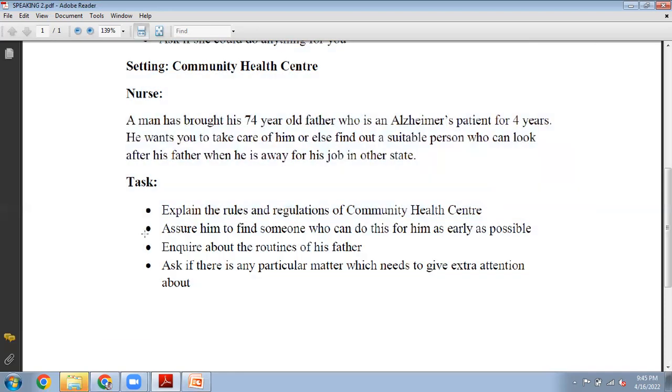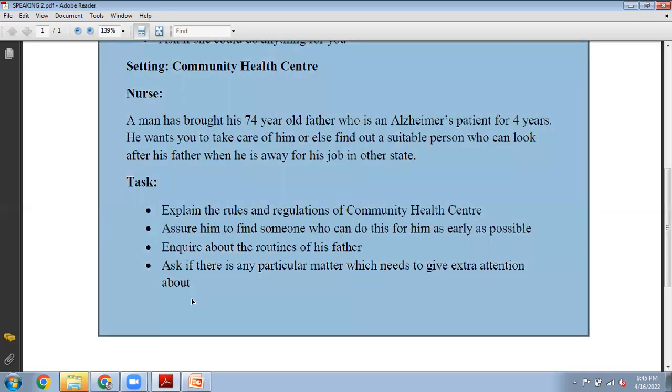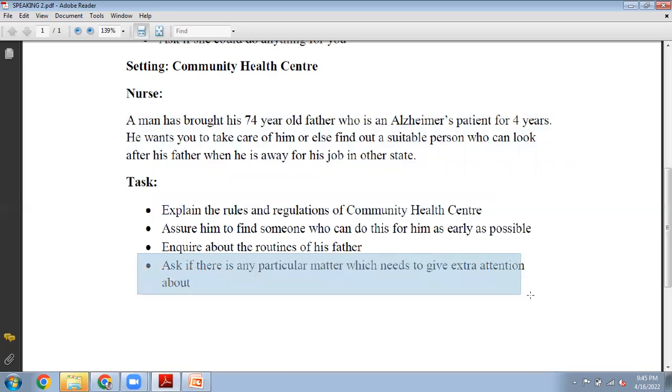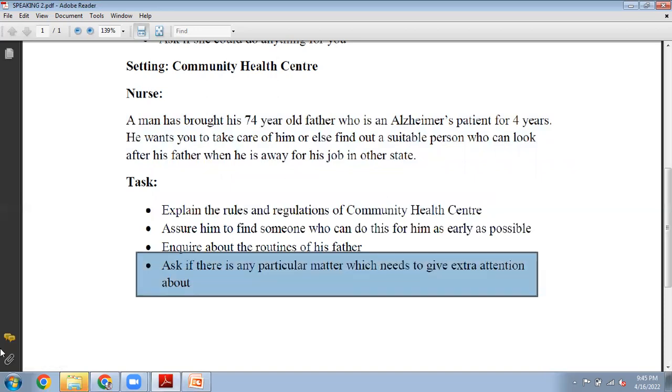The second part is to assure him that you will find someone who can do this for him as early as possible. This means that presently you can't accommodate the patient here, or you don't have any free staff to look after this person. So you are assuring him that you will find somebody else to look after his father. The third, you are trying to know about your patient. That means you are asking about his daily routines. And the last one is to ask if there is any particular matter which needs extra attention.